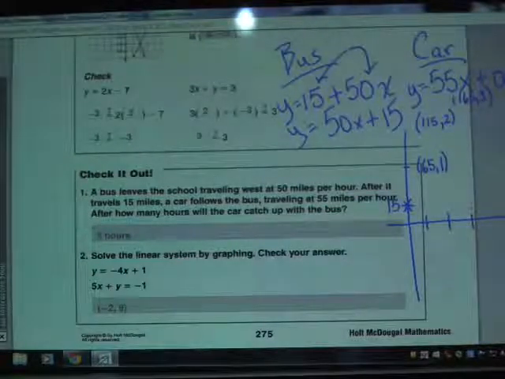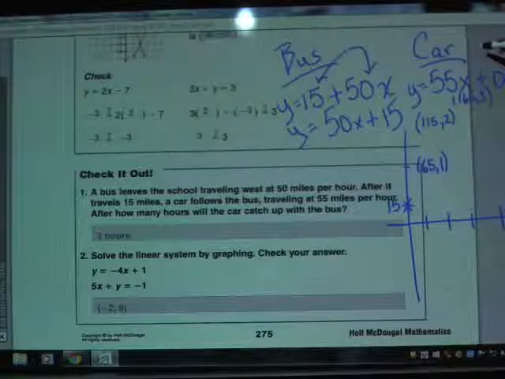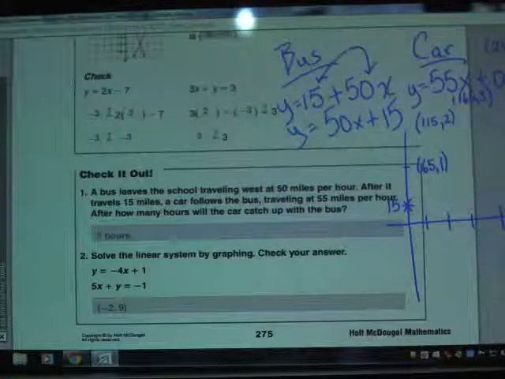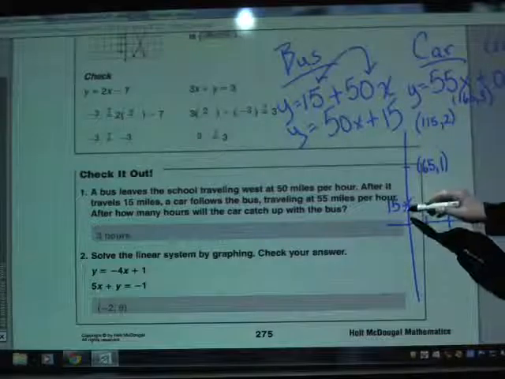Let's try it one more time. I'm going to go up another 50 and right another 1. When I go up another 50, I'm at 215. Right another 1 puts me at 4. So 4 hours out, I've gone 215 miles on the bus. Boy, does that sound like a disaster. All right, so we've got our equation.